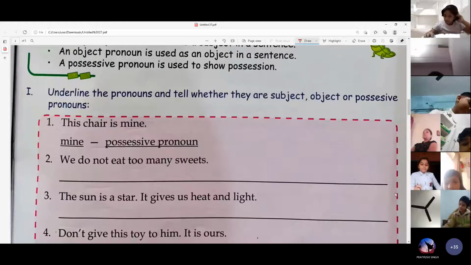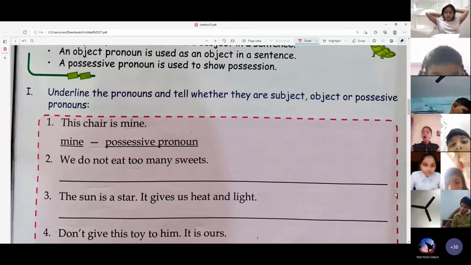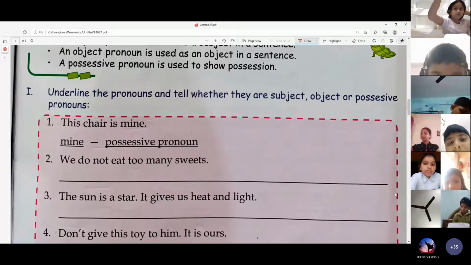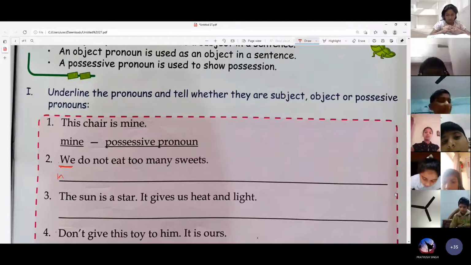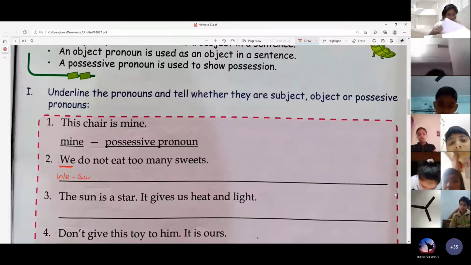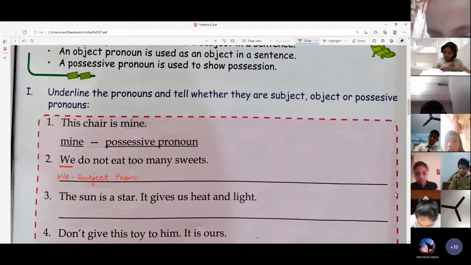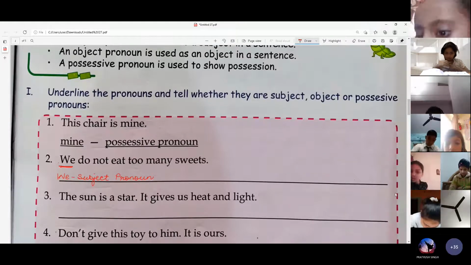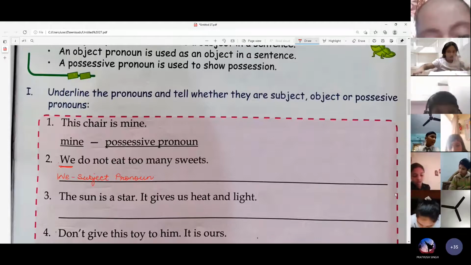So, this chair is mine. Mine is a possessive pronoun. It is already done for you. Next, we do not eat too many sweets. So we is what? Subject pronoun. We is a subject pronoun. Do you have any other pronoun in the sentence? No.